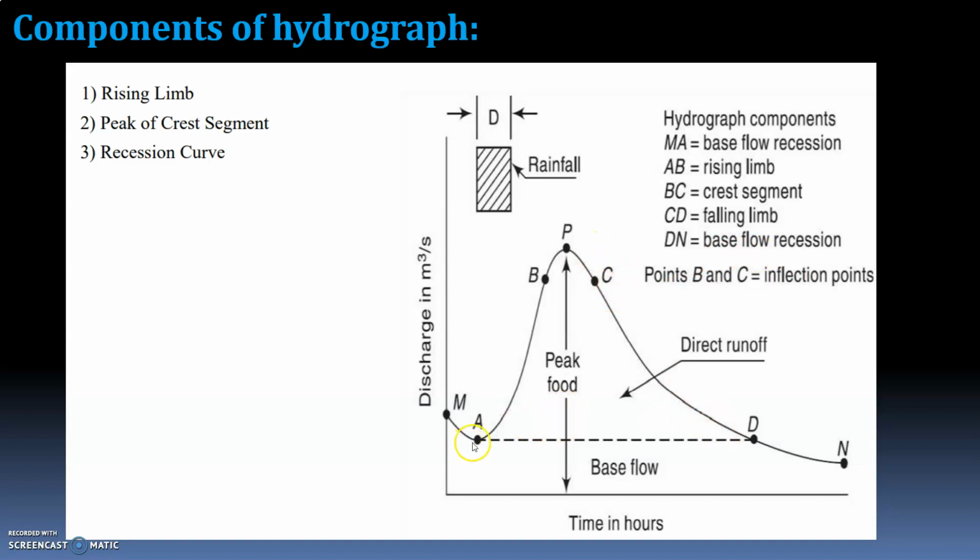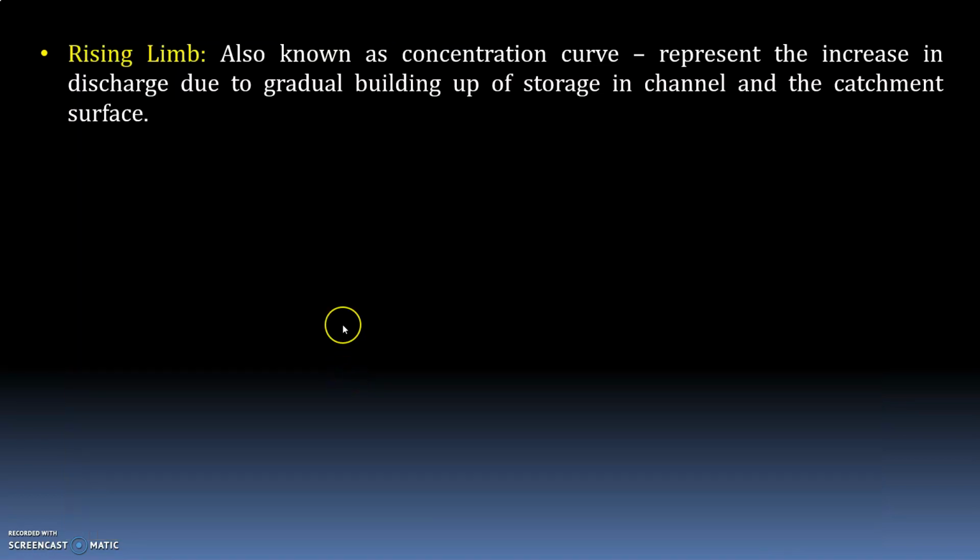Okay, so AB is the rising limb, BPC is the peak or crest segment, and CD is the recession limb. Let us see one by one in detail. Rising limb. The rising limb AB is the ascending portion of the hydrograph corresponding to the increase of discharge due to gradual formation of storage in the channels existing in the area and also over the watershed surface.